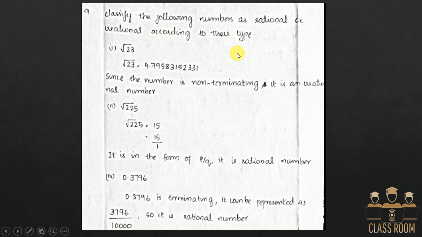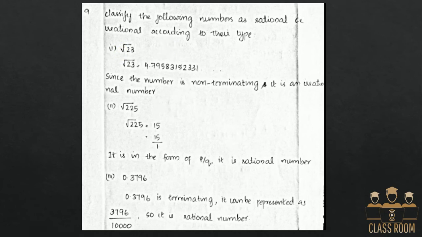In such questions, what you have to do is first analyze the number. Either the number is in the form of a root, or the number is in the form of a decimal number. So you have to analyze the number first. See, in our first example you have root 23.